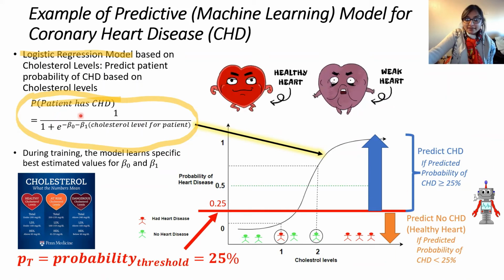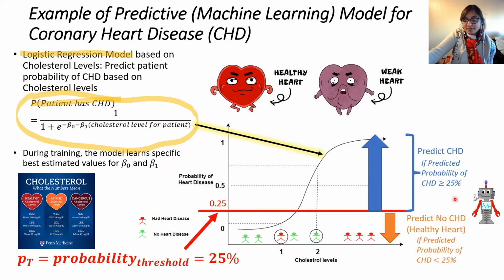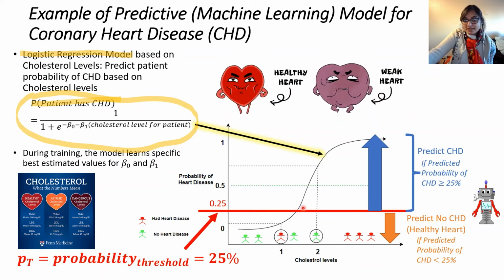is that we plug in a patient's cholesterol level here into our model and generate some predicted probability between 0 and 1. And if the probability that the patient has heart disease is greater than or equal to 25%, we predict that the patient will have CHD, if it's greater than or equal to our probability threshold of 25%. All of these predicted probabilities, if we put in the patients, based on the cholesterol level, we map it to this S curve, this logistic regression model.